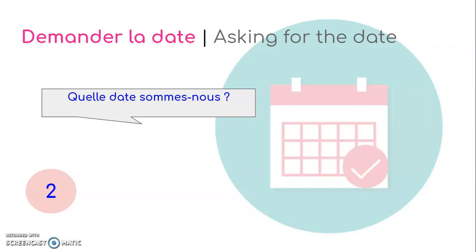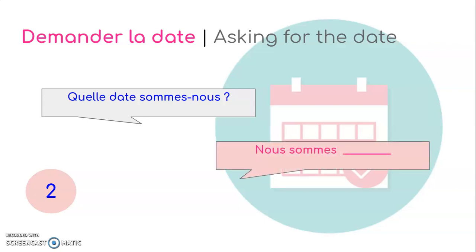Okay? So how do we respond? We're going to keep the same vocabulary, but just invert it. We'll respond by saying, nous sommes, and then give the date. Nous sommes means we are, but it's almost as if you'd be saying it is the date, that particular date for that day.